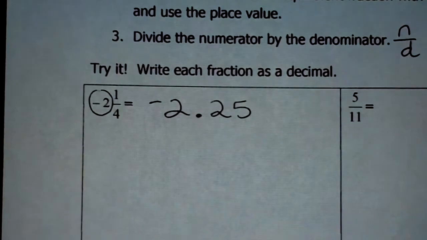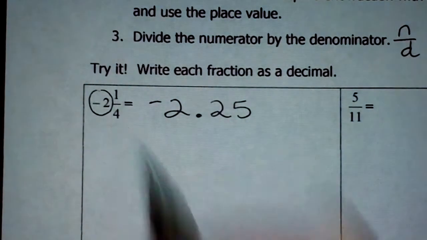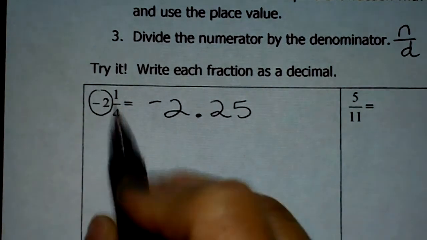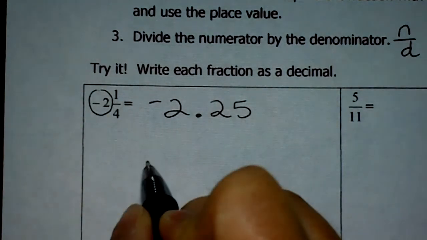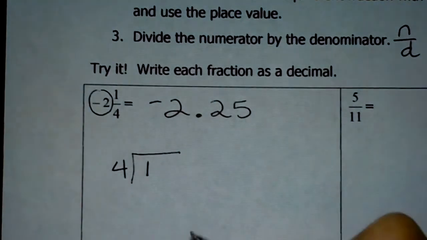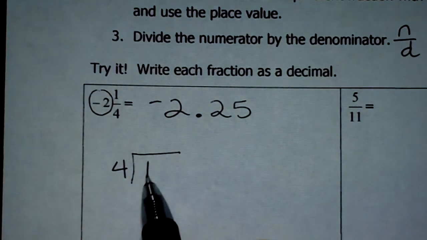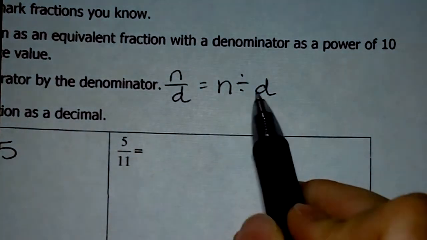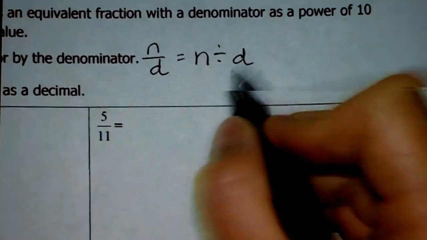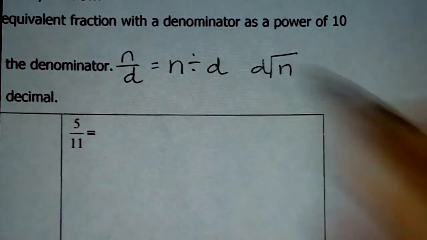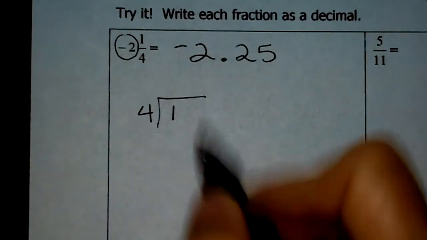So 1/4. 1 is the numerator, 4 is the denominator. I'm going to use long division. So what you need to know is 1 divided by 4 means that 1 is on the inside, 4 is on the outside. This is showing that I want to divide 1 up. So up here, yes, it's numerator divided by denominator if I wrote it out this way. If I was writing it in long division form, the numerator goes on the inside, the denominator goes on the outside. Alright, so this shows 1 being divided by 4.